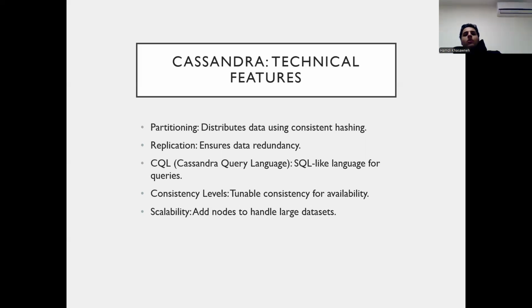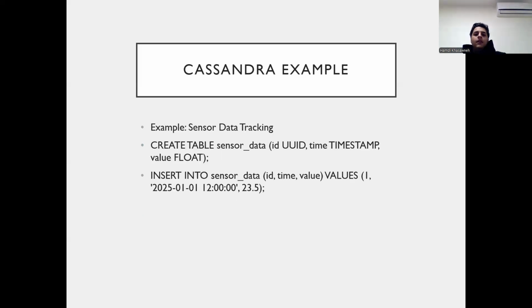So let me give you an example of these technical features. For example, a company is tracking IoT sensor data. It can use Cassandra to store readings from millions of devices in real time, ensuring that data is always available and consistent. Using these five features, it ensures that data is always available and always consistent. Here's an example of Cassandra.